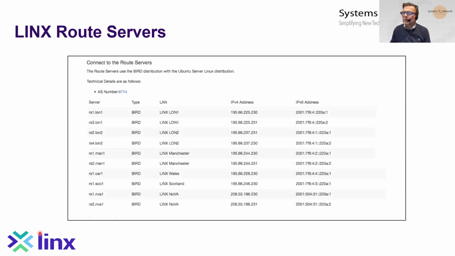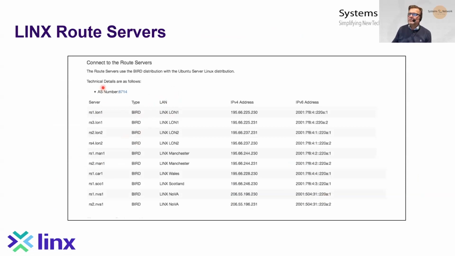So this is perhaps a slightly out of date slide now. Bird is still used, but in the context of the LINX route servers, they have redundant pairs of route servers in each of their locations, and in many cases, one of them will be running Bird, and the other one will be running the OpenBGPD daemon.